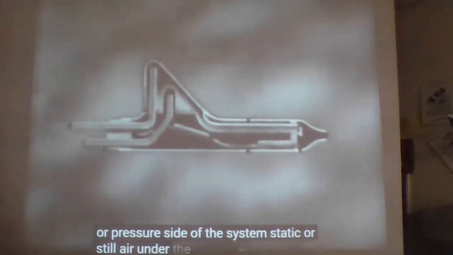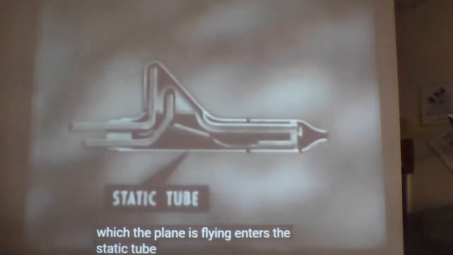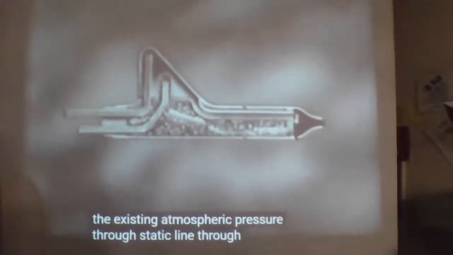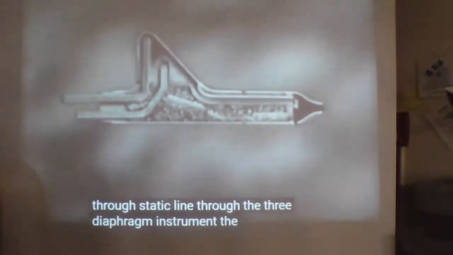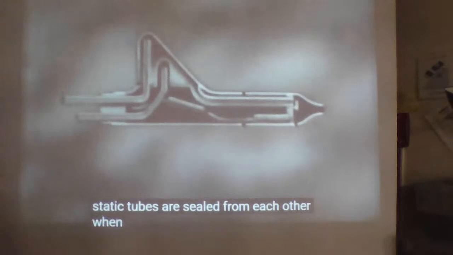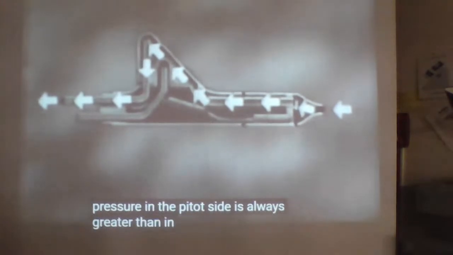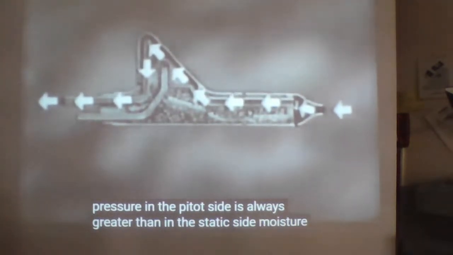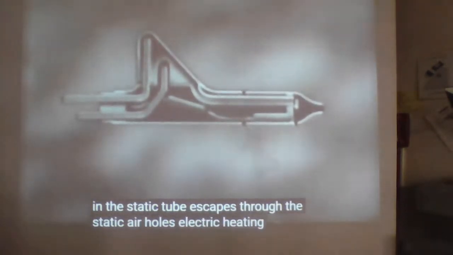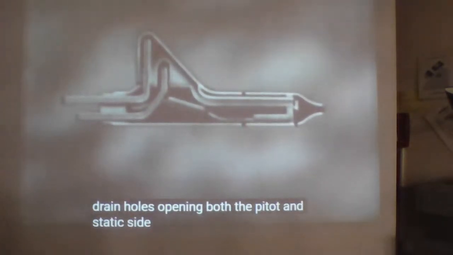Static or still air under the prevailing atmospheric pressure for the altitude at which the plane is flying enters the static tube. The static hole admits only the existing atmospheric pressure through static lines to the three diaphragm instruments. The pitot and static tubes are sealed from each other. When the aircraft is in flight, the air pressure in the pitot side is always greater than in the static side. Moisture in the static tube escapes through the static air hole. Electric heating elements prevent icing and keep the drain holes open in both the pitot and static sides.